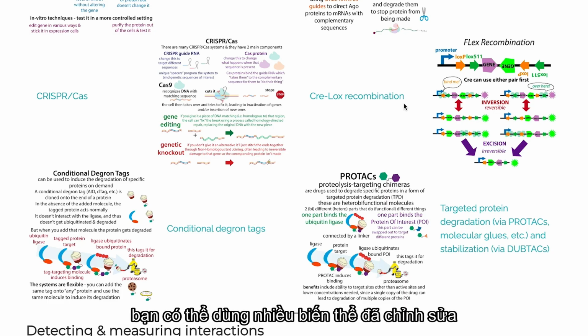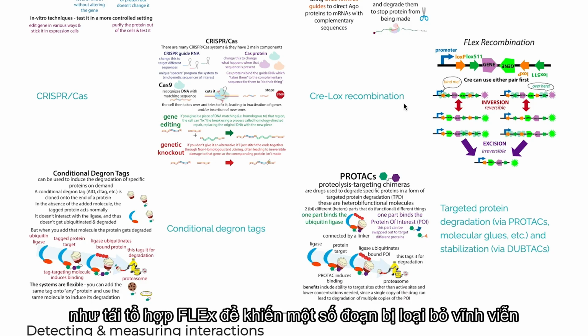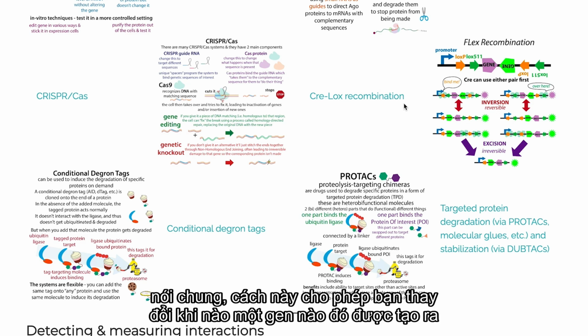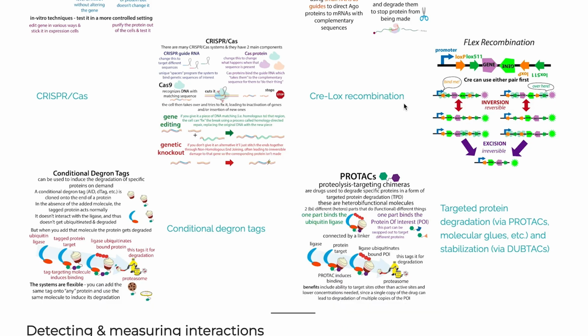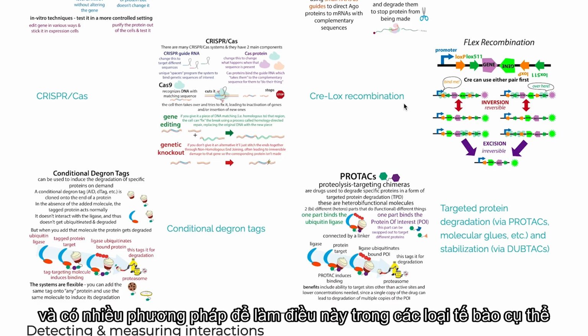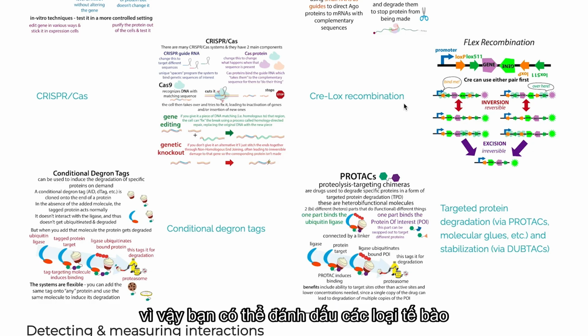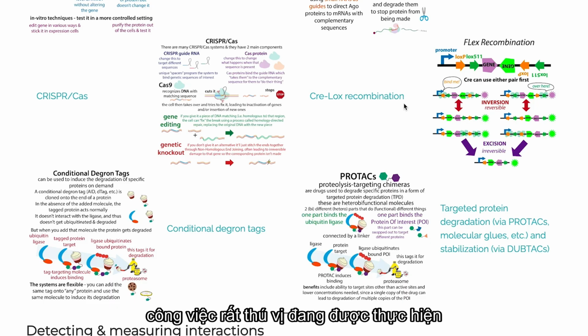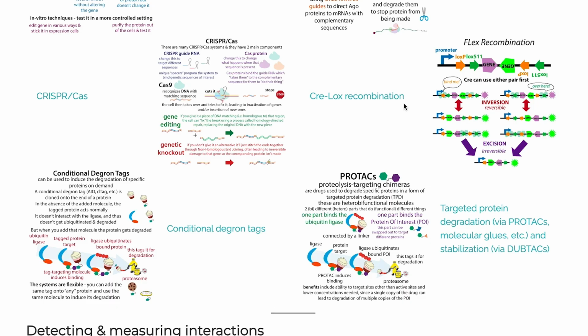You can use various modified versions like flex recombination in order to get things to permanently be removed. Basically, it's going to allow you to change when a certain gene gets made, to kind of turn on genes or turn off genes at the level of the DNA. And there are various methods to do this in specific cell types, so you can label cell types. There's a lot of really cool work that goes on. I just don't do it myself.